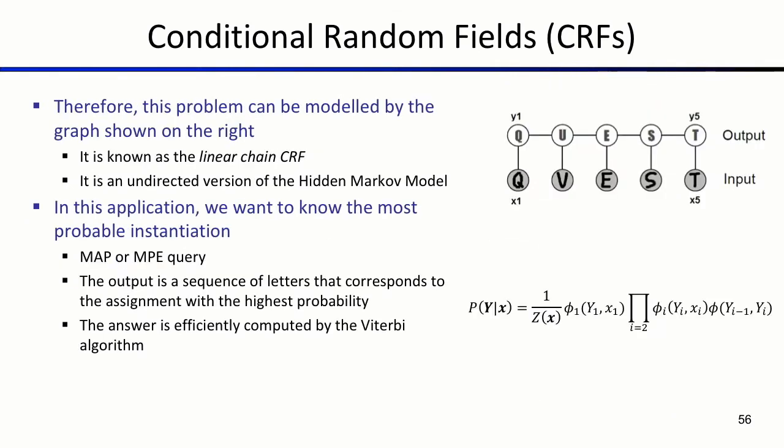So what we got at the end is an undirected graph like this one, right? And we call this the linear chain CRF. And we're going to recognize this, and it is very similar to the hidden Markov model, but in this case we have an undirected graph.